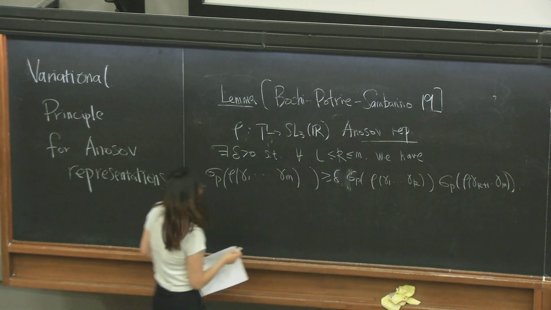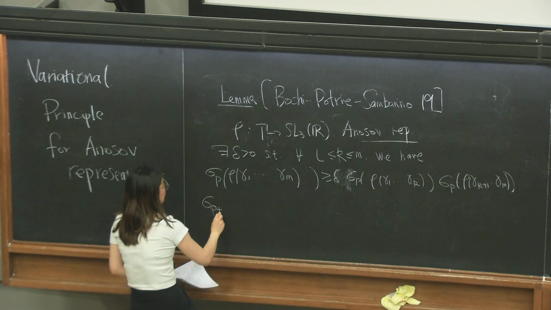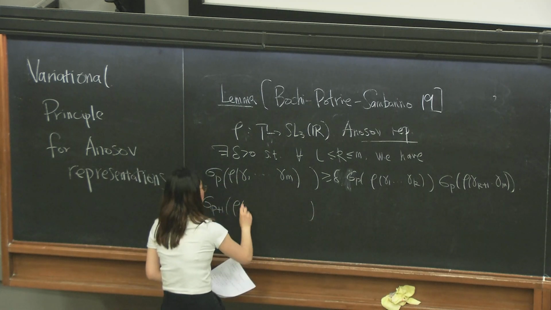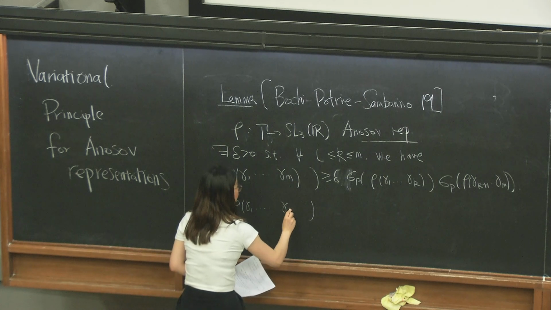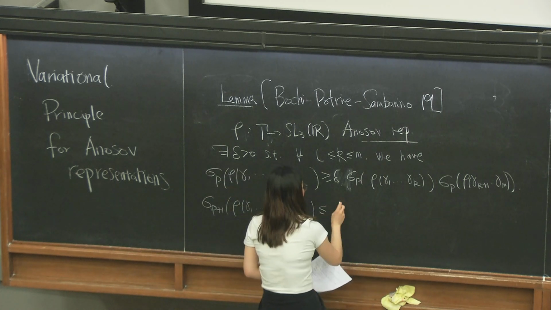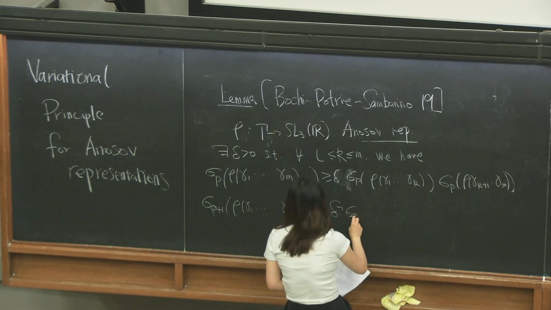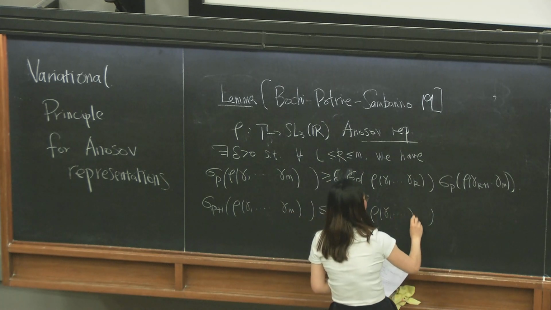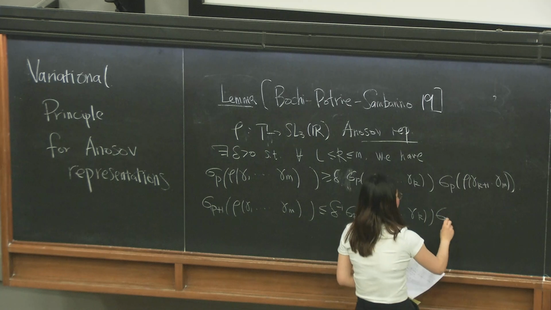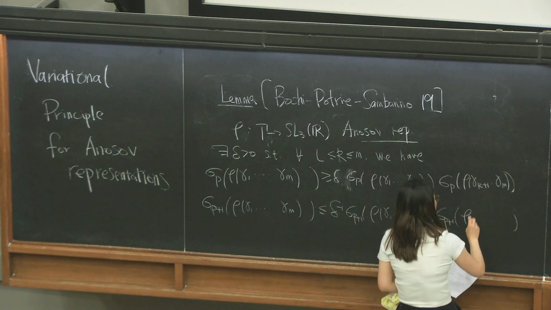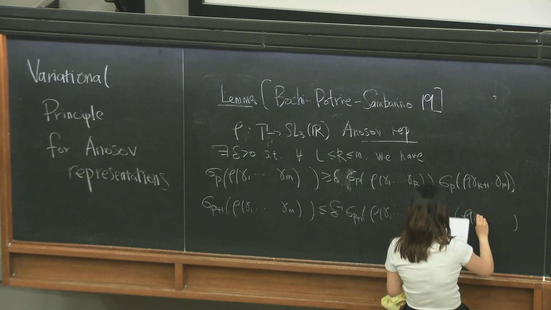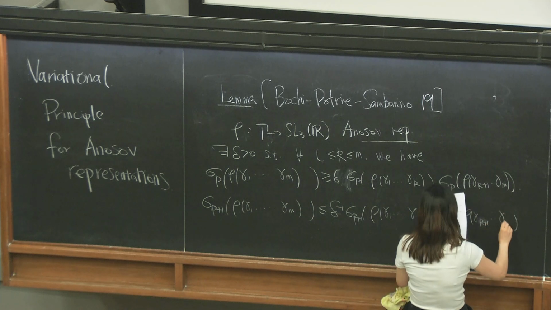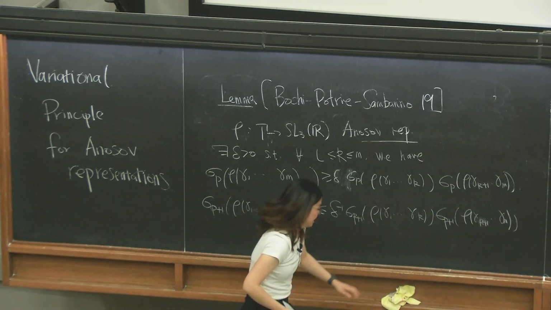Okay, so this is one side, and the other side is that rho of gamma 1 to gamma M is bounded above by delta and sigma P plus 1, rho of gamma 1 to gamma K, and sigma P plus 1, rho of gamma K plus 1 to gamma M. Okay?